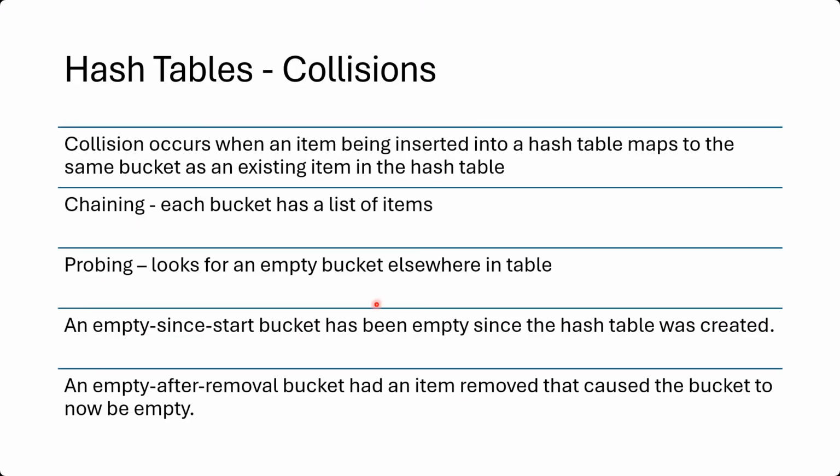We do want to think that there is this concept of empty since start bucket. We don't want to use a used bucket. So if we do that, we're trying to put it in 5. 5 is taken, 6 is taken, 7's empty, but 7 did have something in it beforehand. We don't want to use it. We want to go for 8 or 9. We generally want to find a bucket that has been empty since start.